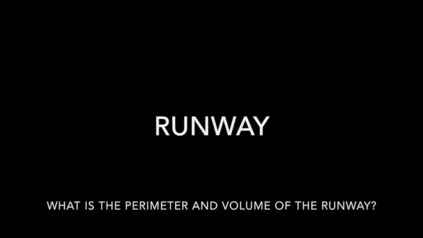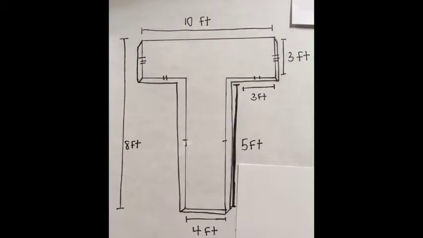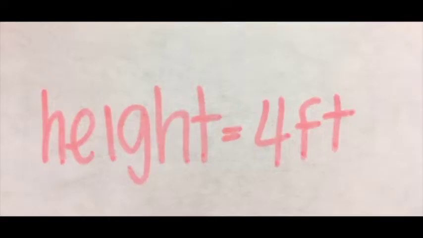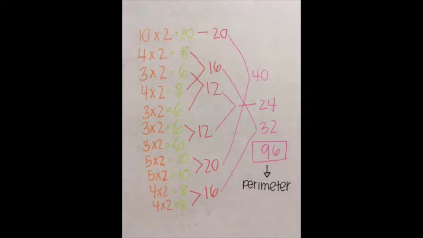In every fashion show, there's a runway. And in order for the runway to fit in a particular area, you would need to know the perimeter and volume. These are the dimensions of the runway, with the height of the runway being 4 feet. In order to find the perimeter of the runway, you would need to add up all the sides. By adding up all the sides, the perimeter should be 96 feet.